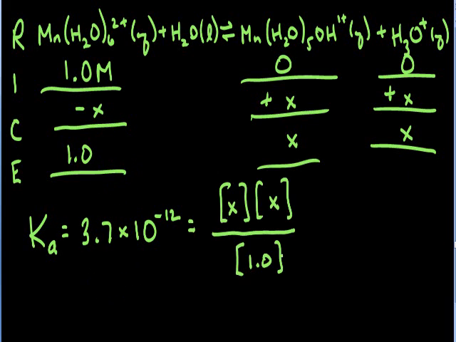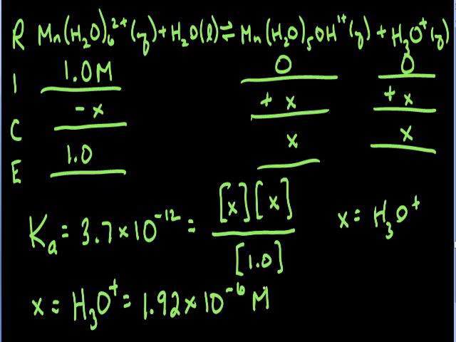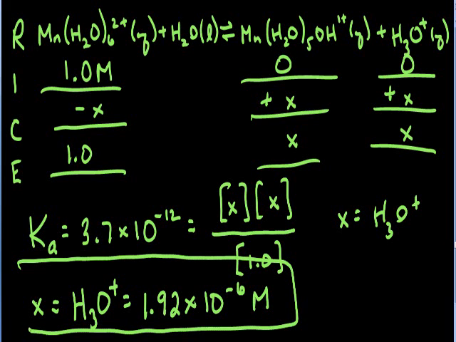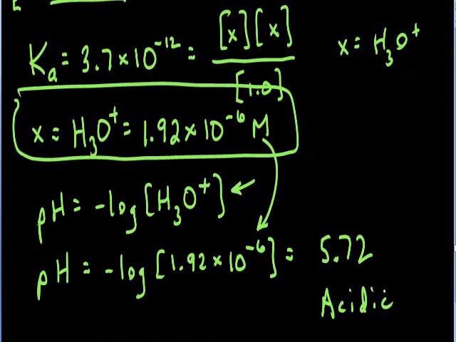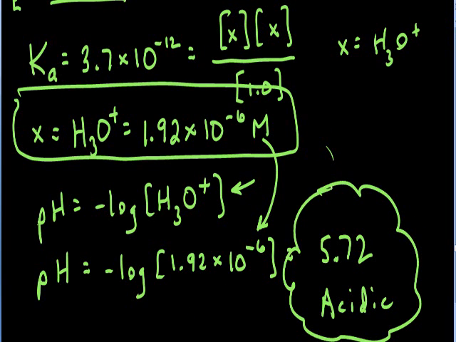We set up our Ka expression, and all we have to do is solve for X, and X will give us our hydronium ion concentration. Solving for X, we find our hydronium concentration is 1.92 times 10 to the negative 6 molar. Our pH is the negative log of the hydronium ion concentration, so we can put our hydronium ion concentration into the expression and solve for our pH. Solving for our pH, we get a pH of 5.72, indicating that our solution from this particular material is acidic.